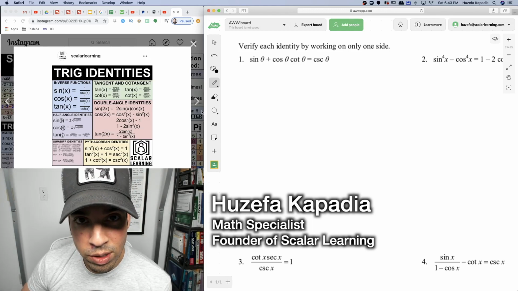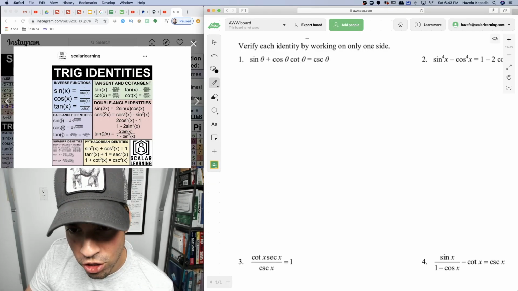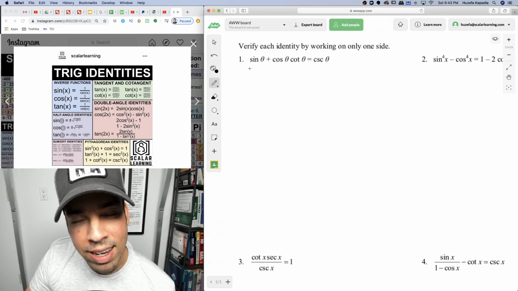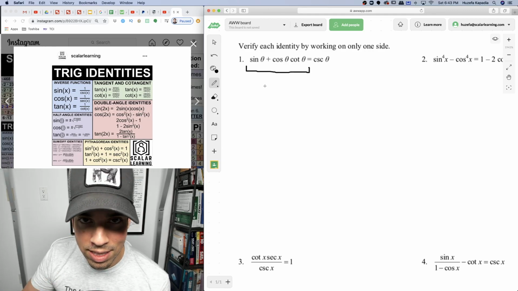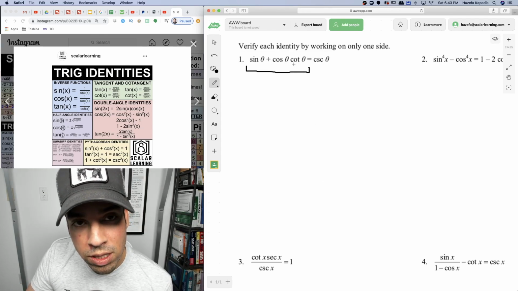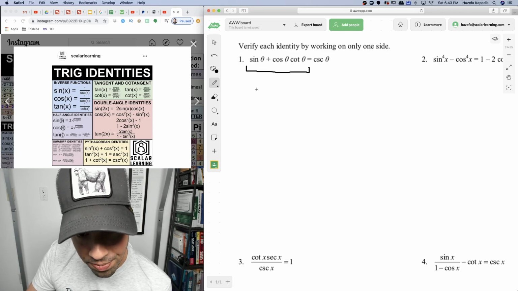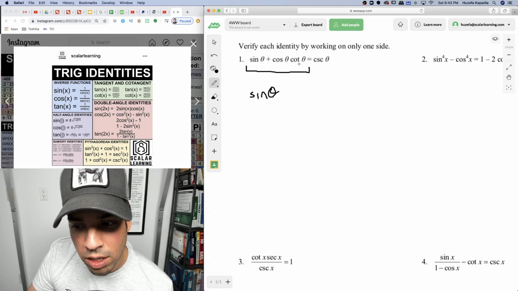All right, let's do it. Number one, we've got sine plus cosine theta times cotangent theta equals cosecant theta. So again, the general strategy is to start with the left side, which is usually the more complex side, the side with more stuff on it. So let's go ahead and try to manipulate it. The first thing I'm looking at here is that sine. I'm going to leave that alone for now. And then I see I've got cosine and cotangent.